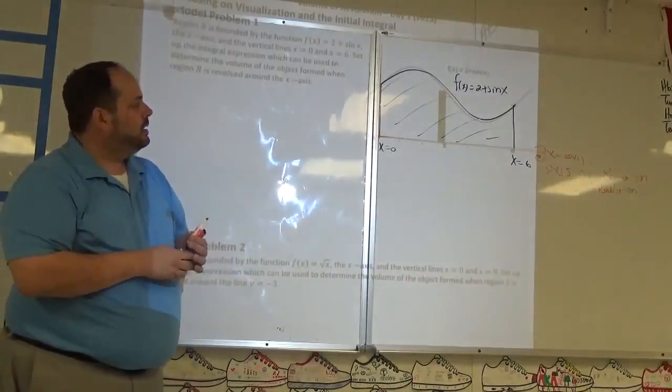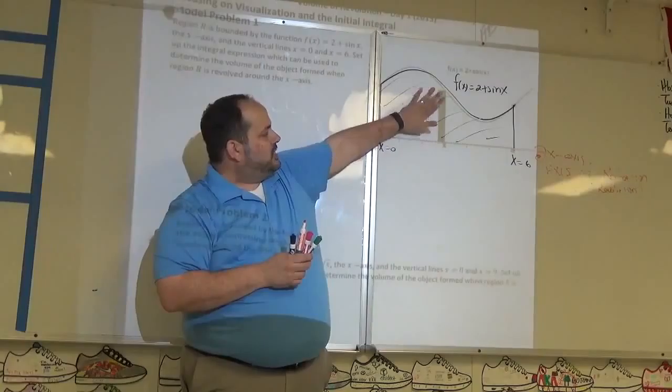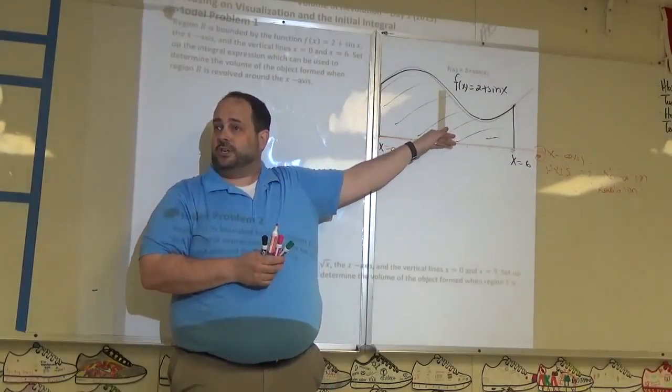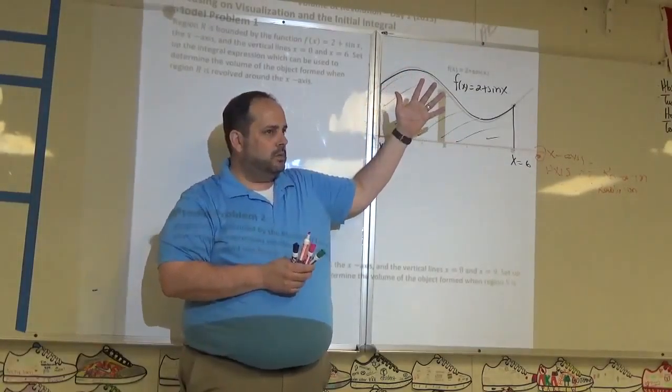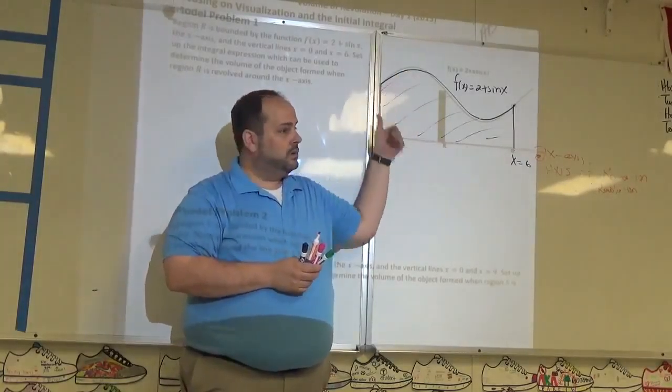All right, so if I take this region and I spin around the axis of rotation, what's the visual? What do you get? Take this, spin it around the axis of rotation.